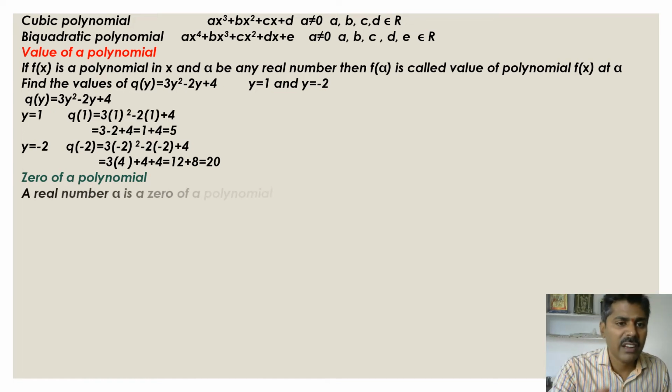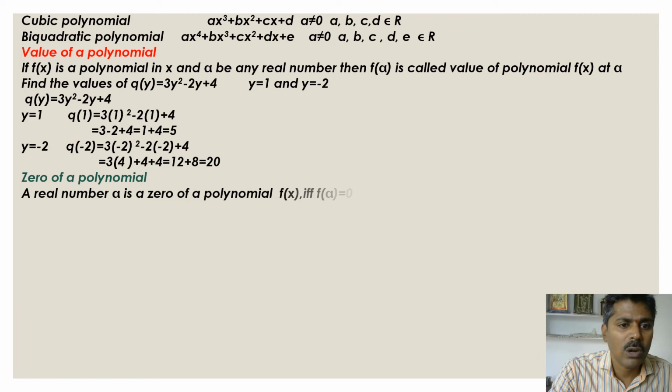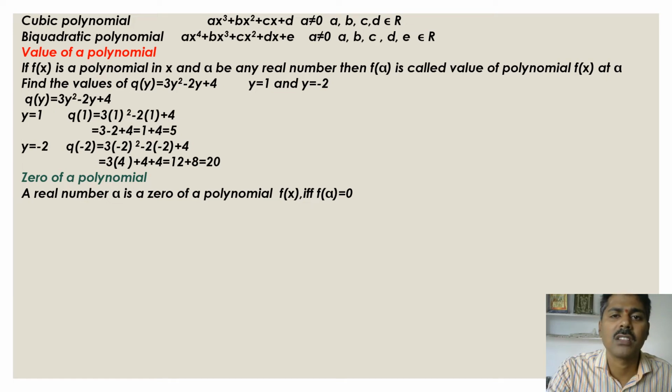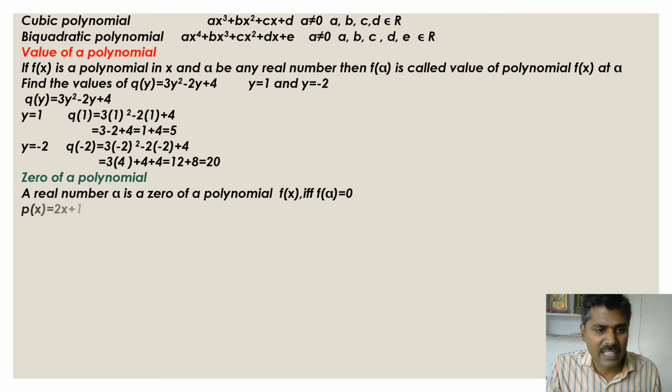Because we got different values already. For y equal to 1 I got 5, for y equal to minus 2 I got 20. For what values of y this polynomial is 0, that is said to be a zero of a polynomial. A real number alpha is a zero of a polynomial if and only if f of alpha equals 0. That we will do with an example.